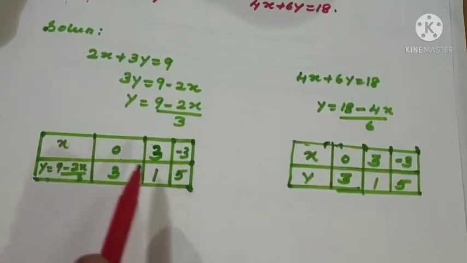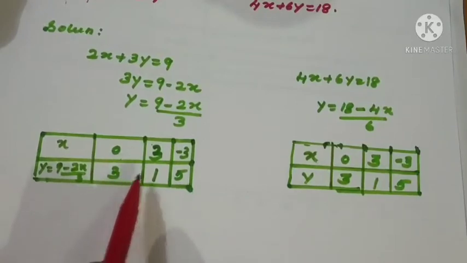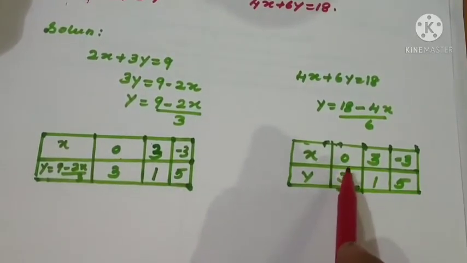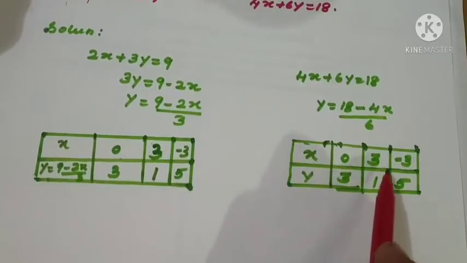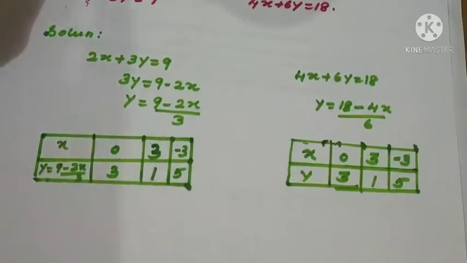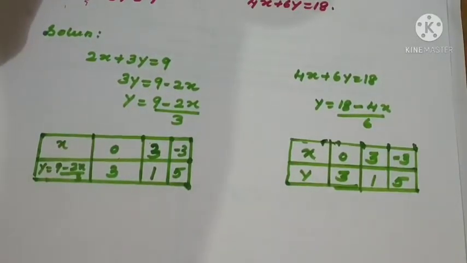So 3 values we got, which are they? (0, 3), (3, 1) and (-3, 5). Similarly here also (0, 3), (3, 1), (-3, 5) only. So let us see the graph now.